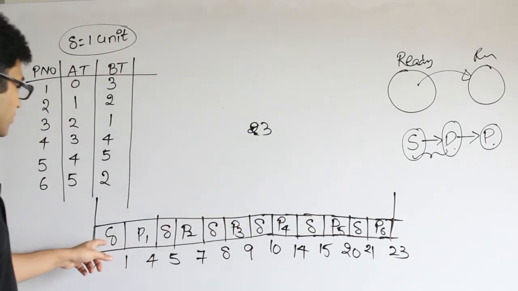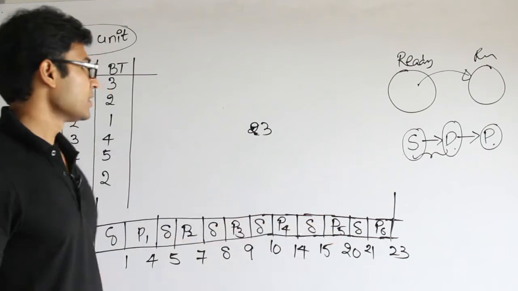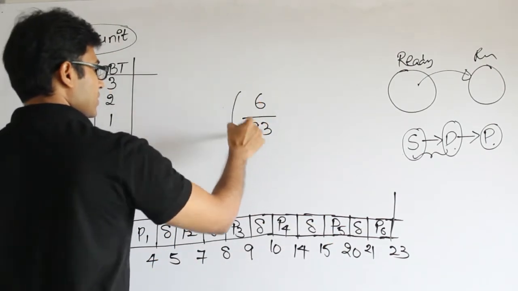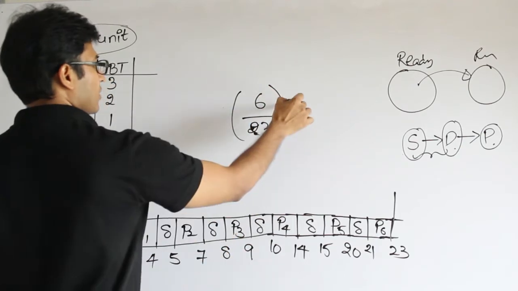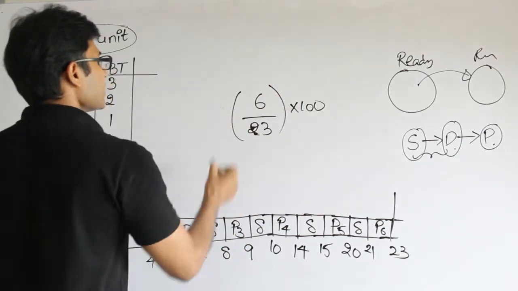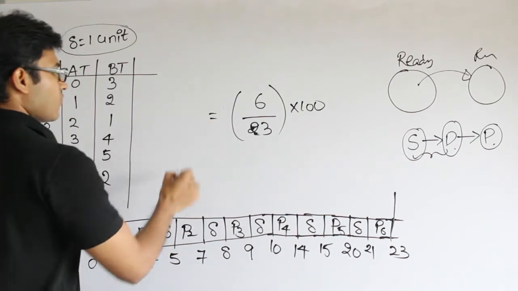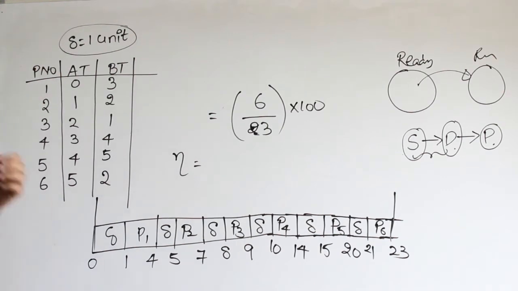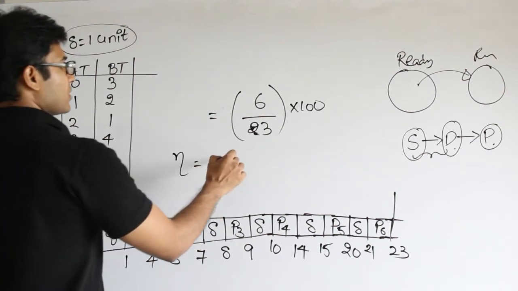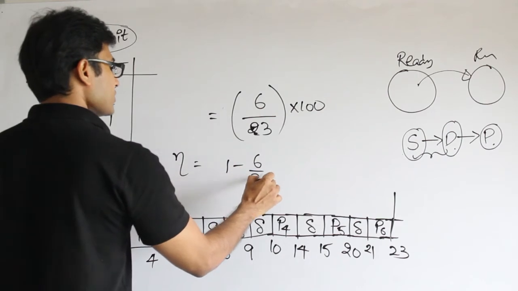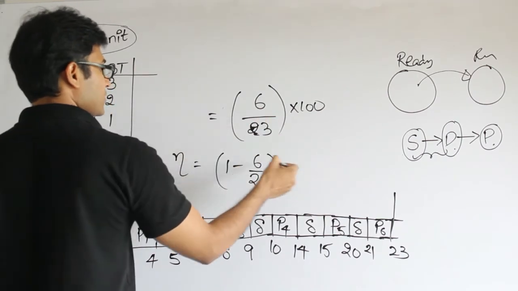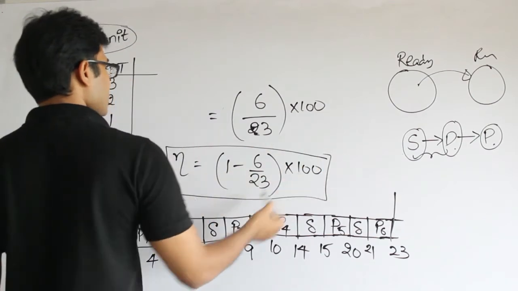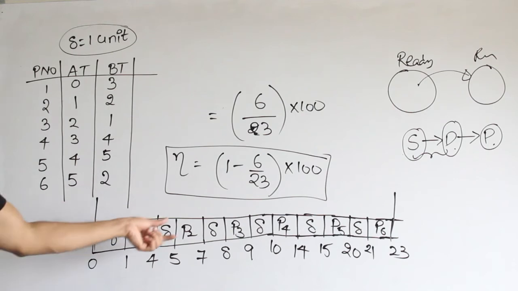If you look at the overheads, 1, 2, 3, 4, 5, 6, there are 6 overheads, therefore 6 by 23 is the inefficiency, right? If you multiply with 100, you will get it in percentage. This is the inefficiency. Then what is efficiency? Efficiency is the remaining time, right? So how much is remaining? You can check it. It is 1 minus 6 by 23 is the efficiency. If this is the inefficiency, this is the efficiency, right? So efficiency is actually less. The reason is we are having all these overheads.